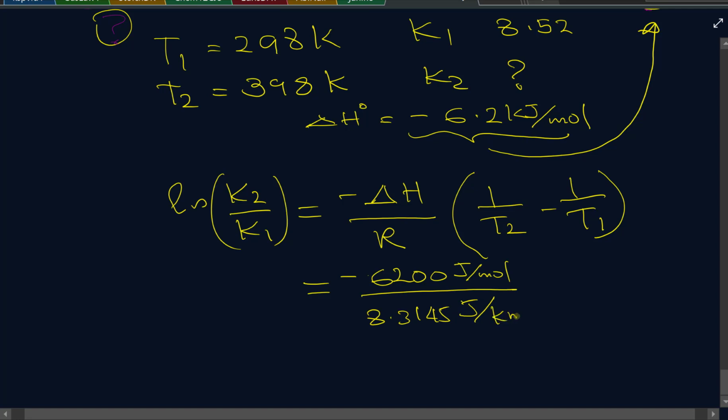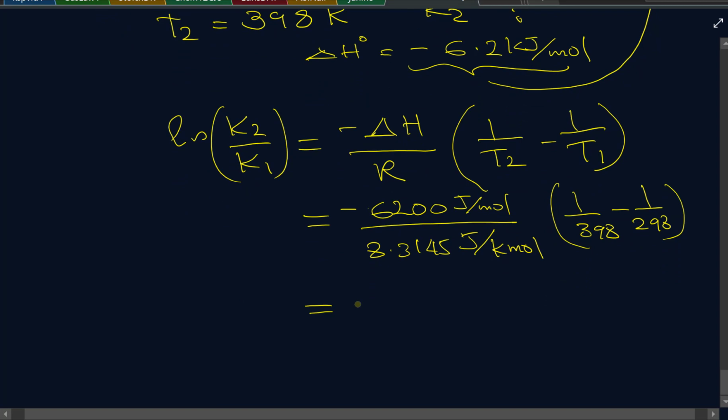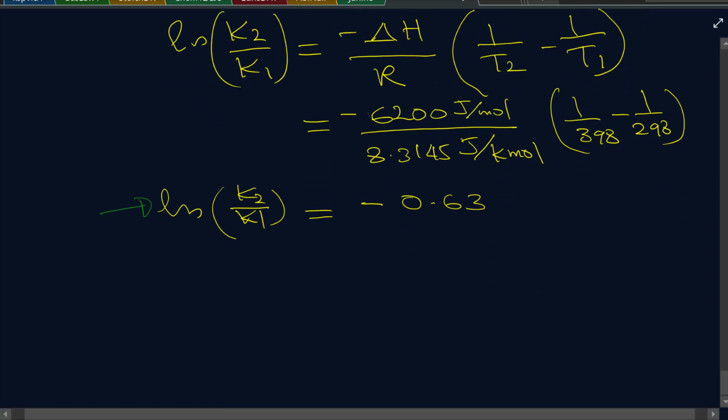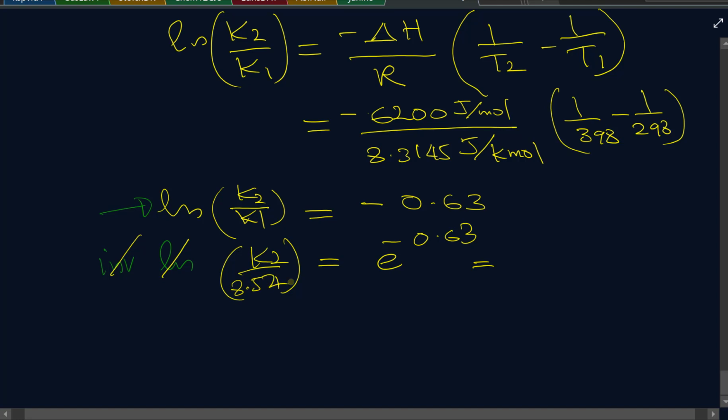So 6200 joules per mole, and then plug in the 8.3145 joules per kelvin mole, and plug in the 398 and 298, the T2 and the T1. We can also deal with the units here, right? If you cancel joule to joule, mole to mole, and Kelvin also cancels out. We solve the right side, and on the left side you take the inverse ln. When you take the inverse ln, you look at e to the power on the other side of the formula, so that's how you get rid of the ln.